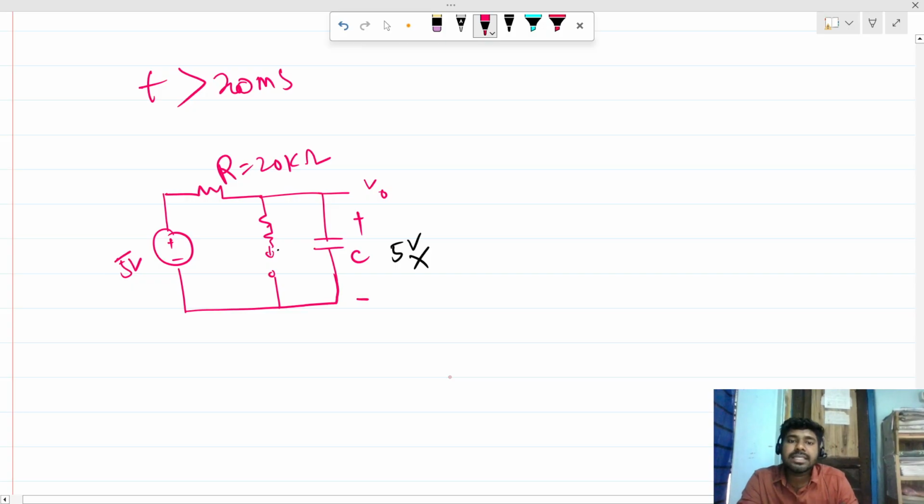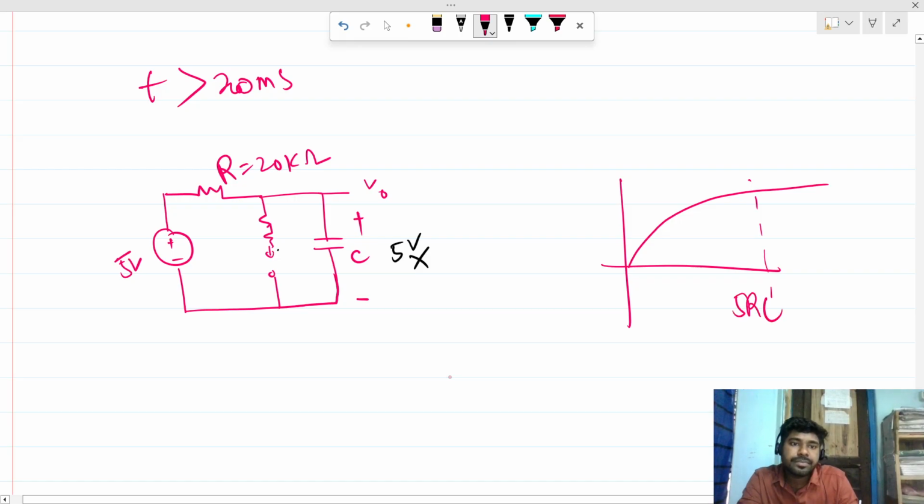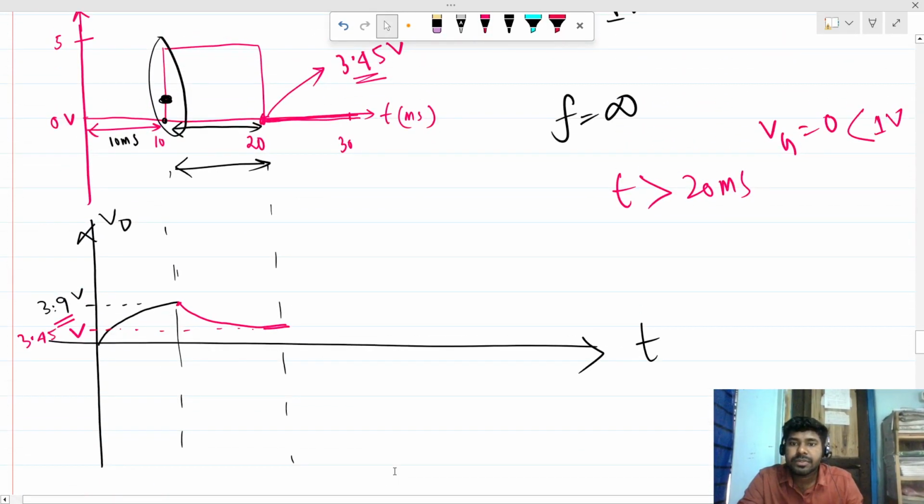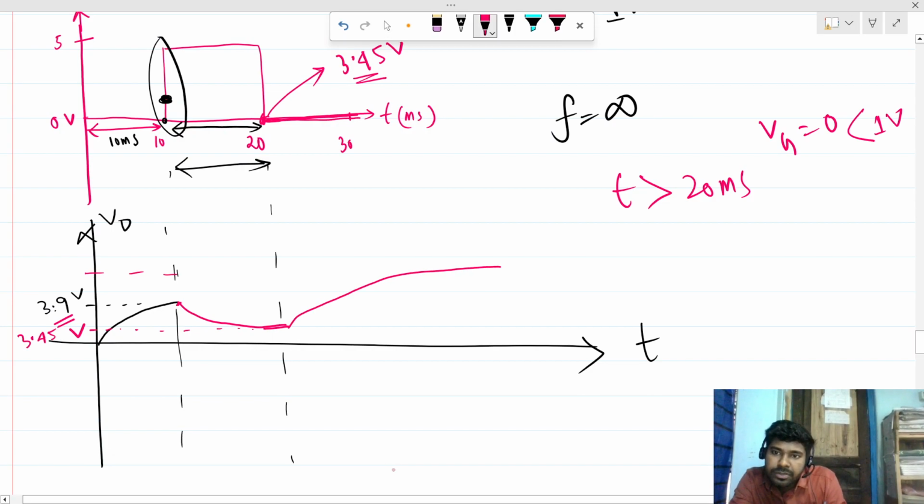So we can see that the normal behavior of an RC filter is nothing but that, and it will reach almost steady state at 5 RC. So let's say this is 5 volt and this is 5 RC and this is T. Effectively the output waveform will be looking like that, exponentially reaching 5 volt. So this is the final solution, and this is a very very good question.